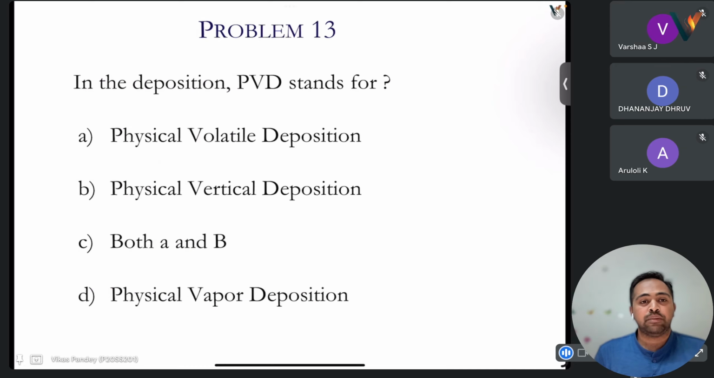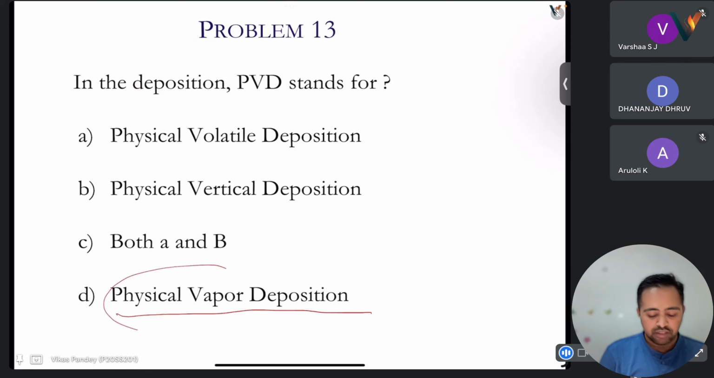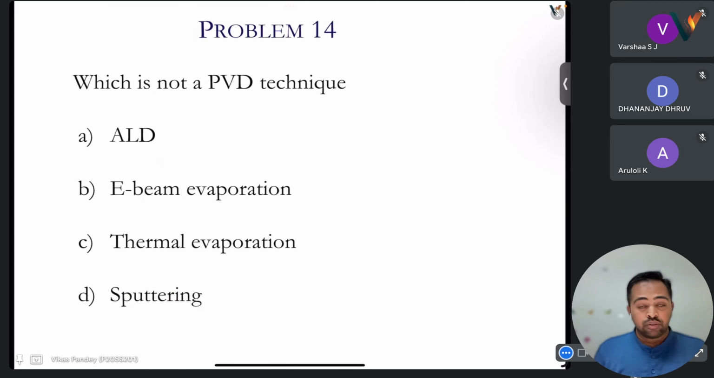Okay. So in the deposition, PVD stands for physical vapor deposition. As we discussed, there are two kinds of deposition, physical and chemical. Physical, in which there is no chemical reaction involved, and chemical vapor deposition, or CVD for short, which has chemical reactions involved. Precursors are involved. Okay. So based on this, the next question: which of the following is not a physical vapor deposition technique?